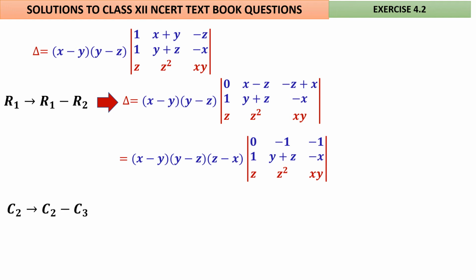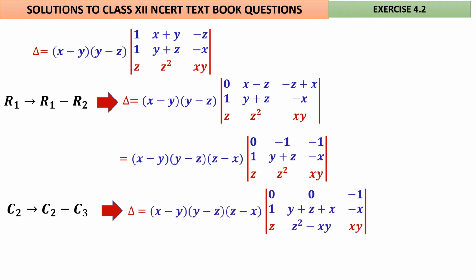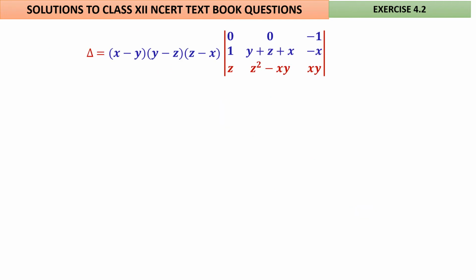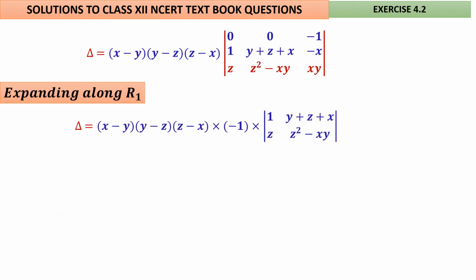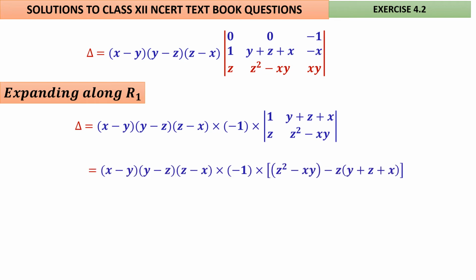Once again, I will write C2 minus C1 to have more zeros. Okay. Now, the second row will become 0, minus 1 of minus 1, y plus z minus of minus x, therefore x plus y plus z, z square minus xy. Now, I think it is more than enough for us. We can expand with respect to the first row. Therefore, it will be minus 1 because the third row will be positive. Multiply this by the simple expansion of a 2 cross 2 determinant. I am cross multiplying it.